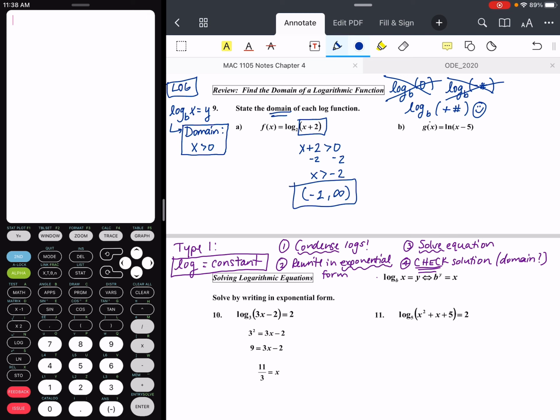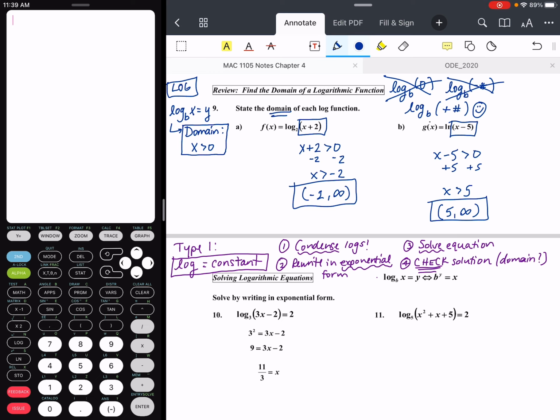All right, part B, g of x equals natural log of x minus 5. The argument, the thing we're taking the log of, x minus 5, has to always be positive. So we set that greater than 0. And this means x is greater than 5. So interval notation, 5 to infinity.